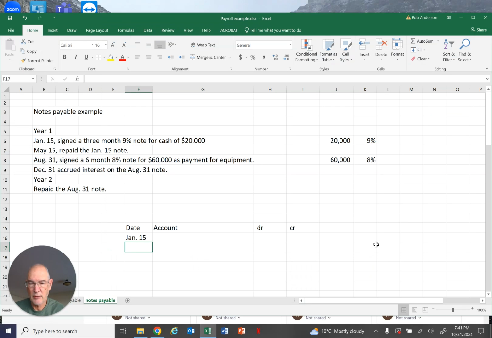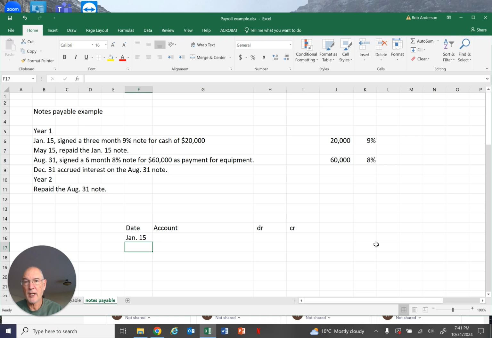Hello students. Well, today we're going to look at notes payable, another current liability, although certainly notes payable could be a long-term liability if the term of the note is more than 1 year. So it could be either, but right now we're going to look at an example of two short-term notes. So both of these fall into the category of a current liability.